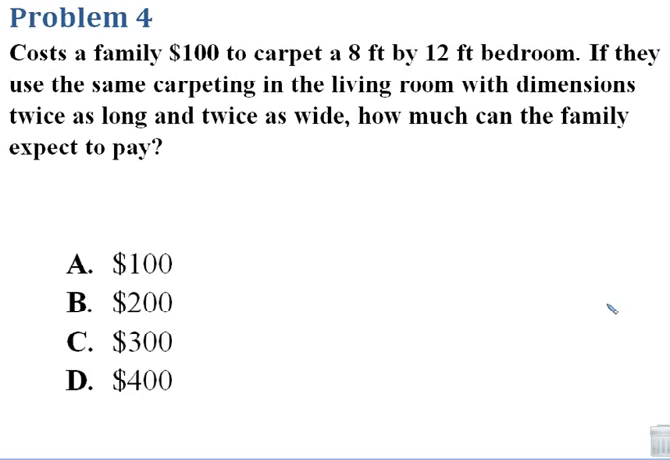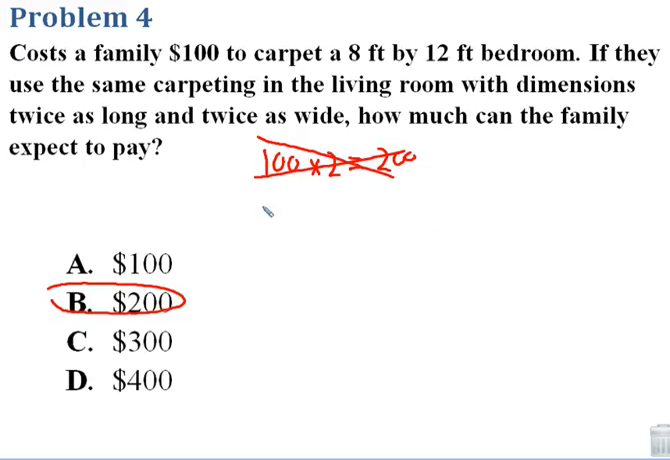Okay, our next problem, problem 4, deals with area of similar figures. It says it costs a family $100 to carpet an 8-foot by 12-foot bedroom. If they use the same carpeting in the living room with dimensions twice as long and twice as wide, how much can the family expect to pay? So we have two rectangles. They're similar. One's just twice the size of the other one. Now it would be tempting here to just take $100, multiply that by 2, end up with $200. Circle that for a solution. Things don't quite work that way when we're talking about similar figures in area.